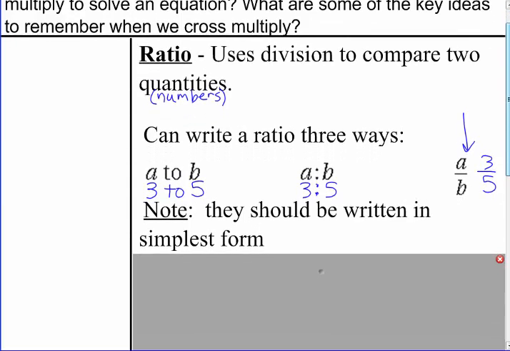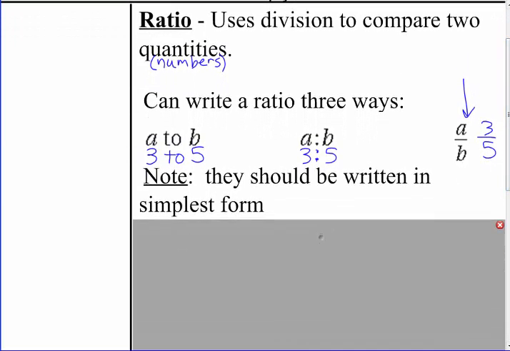Here's another additional note. Make sure that you write them in simplest form. So if I have 2 to 4 like that, that should be rewritten as 1 to 2, just like you would do if it was a fraction. 2 over 4 is the same as 1 over 2.